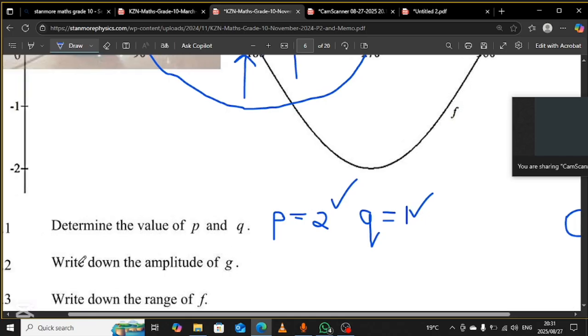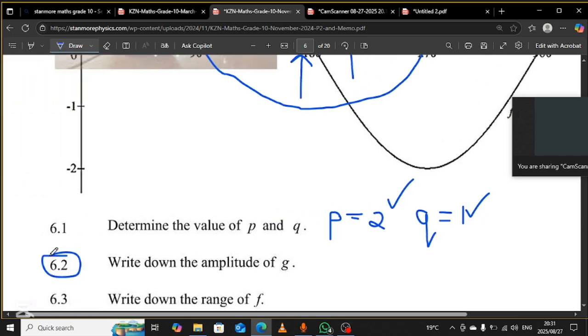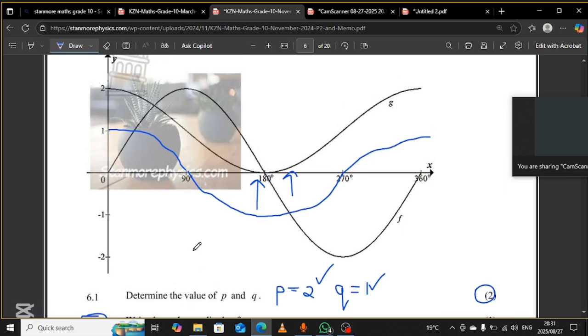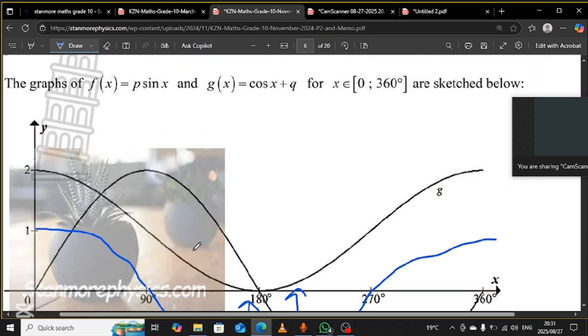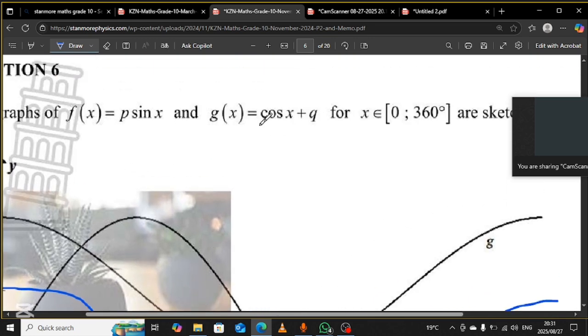So now the question says, write down the amplitude of G. What is the amplitude of G? It's positive 2. So unfortunately you are wrong. How so? So the amplitude, you go here. Remember the amplitude? It's here.